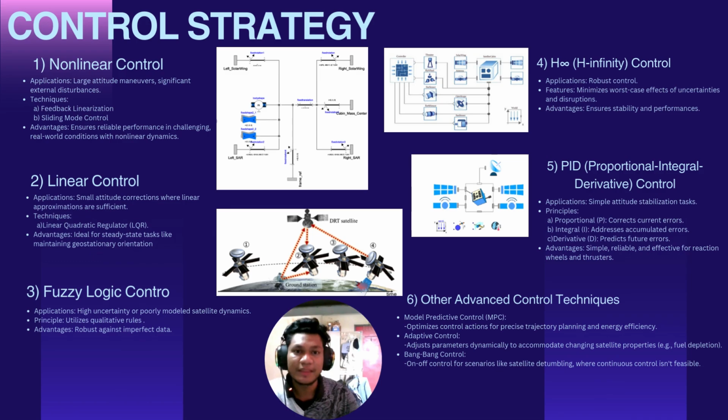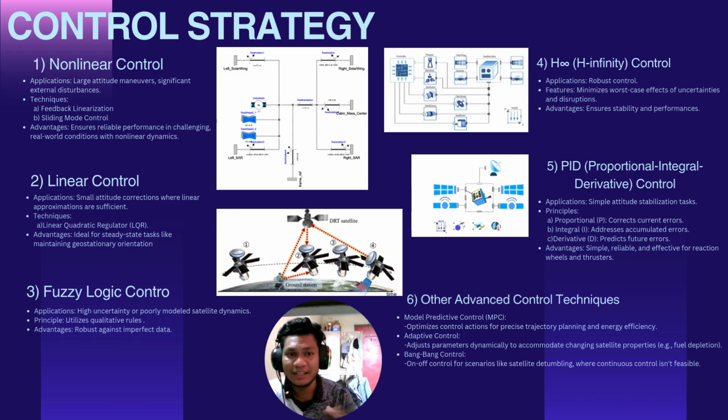So the fifth is PID control, which is proportional integral derivative control. The application is simple attitude stabilization tasks. The principles that we use for PID control are proportional P, integral I, and derivative D. Proportional corrects current errors, integral addresses accumulated errors, and derivative predicts future error. The advantages are that it is simple, reliable, and effective for reaction wheels and thrusters.